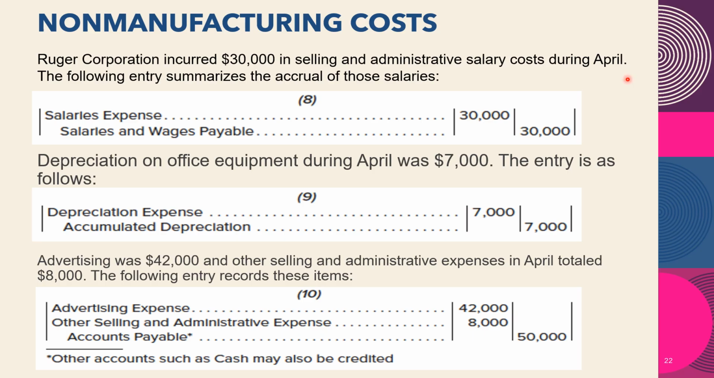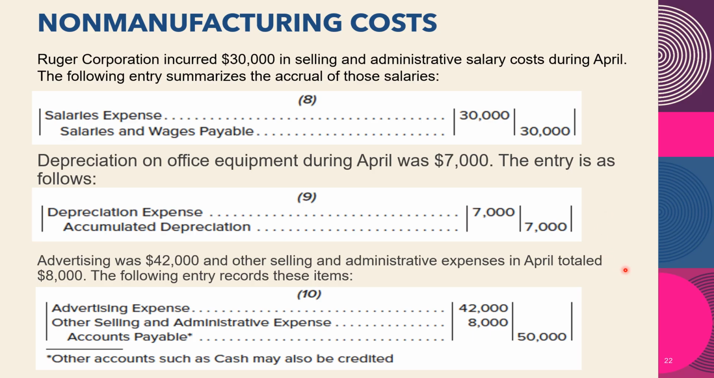Rogers Corporation incurred $30,000 in selling and administrative salary costs during April. The following entry summarizes the accrual of those salaries. You debit salaries expense and credit salaries and wages payable by $30,000. This one is for depreciation. Depreciation on office equipment during April was $7,000. The entry is as follows. You debit depreciation expense and you credit accumulated depreciation by $7,000.